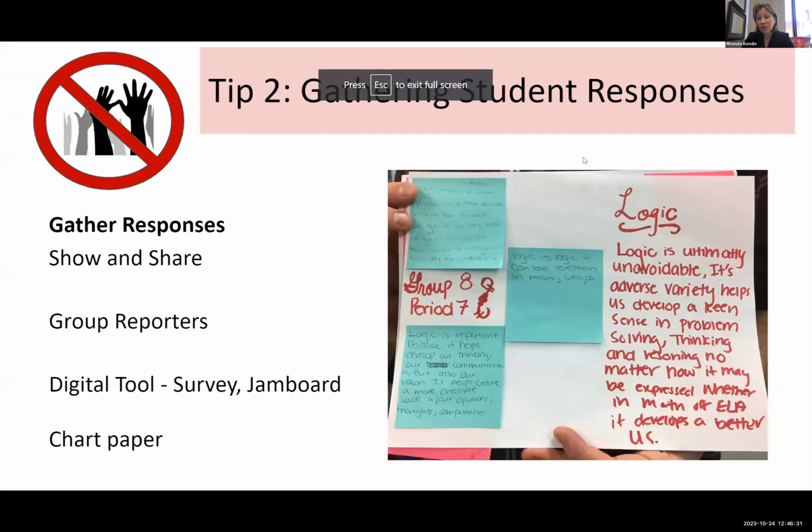And so tip 2 is gathering student responses. If we look at that picture on the right, where the teacher was listening to the students and able to hear all the students, how can we do that with large classes of 30 people and 50 people? Well, one of my favorites is this idea of show and share. You can see the picture on the right there, where students might have an individual response. They gather in a group, create a group response, 1, 2, 3, show and share. And everyone can see the responses of everyone in the whole class.